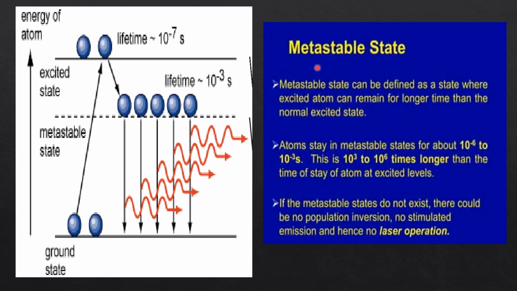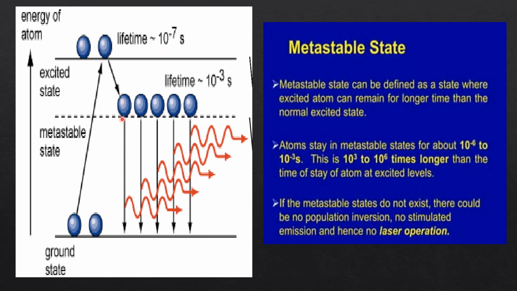Next I would like to talk about metastable state. Metastable state is the state where the excited atoms are made to remain for a longer time than in the normal excited state. You see this picture, three states are being shown: ground state, excited state, and the intermediate state is called a metastable state. So whenever the atoms in the ground state get excited to the higher energy states, the lifetime of the charge carriers, you can see here it is 10 power minus 7 seconds, will be less. So immediately it will undergo a transition.